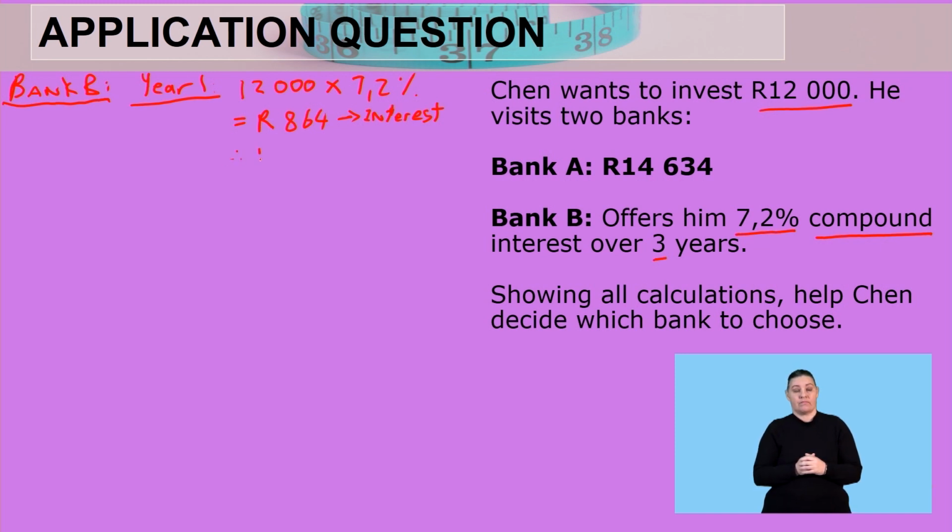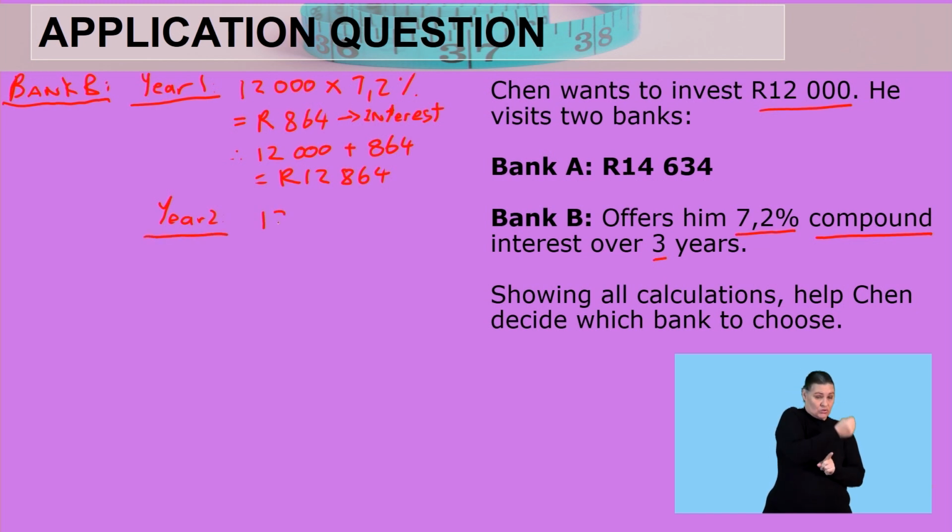Therefore, 12,000 Rand plus 864 Rand leaves me with 12,864 Rand in the account at the end of year 1. All right, 2 years left. So year 2, the previous year's amount, 12,864 Rand. Here we're not going to add on the interest because remember, compound interest, we've got to do the calculation again.